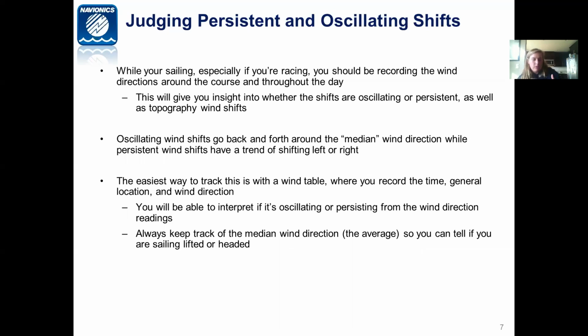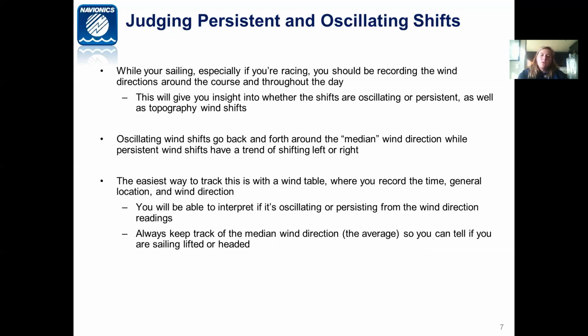But when you're racing, you really want to keep track of wind at the starting line, wind upwind on the course, and then if you have a leeward mark that's down past the starting line, obviously grab that too. And that's going to give you insight as to whether the shifts are oscillating or persistent. An oscillating shift is going to go just back and forth, around the median or average wind direction, while a persistent shift is going to have a trend of moving in one direction, whether that be left or right.